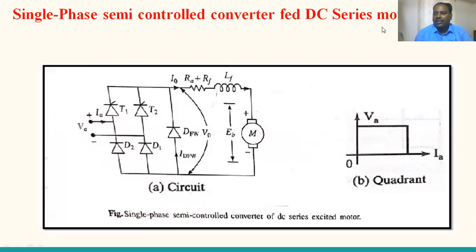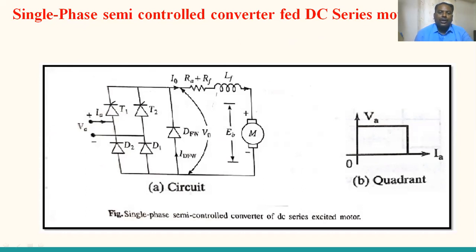Single phase semi-control converter fed series motor drive. As usual, the circuit diagram. As per the heading, the supply is single phase, with a semi-control converter, which has 2 control switches and 2 uncontrolled switches. The drive is a DC series motor drive, where the armature winding as well as the field winding are in series with each other. This is the circuit diagram, and this one is the quadrant operation. So these 2 figures represent the single phase semi-control converter fed DC series excited motor drive.